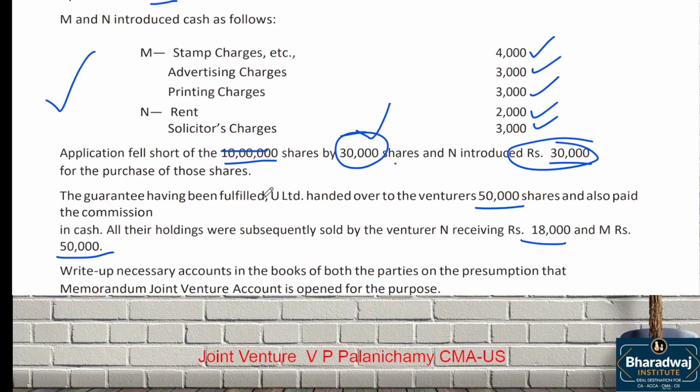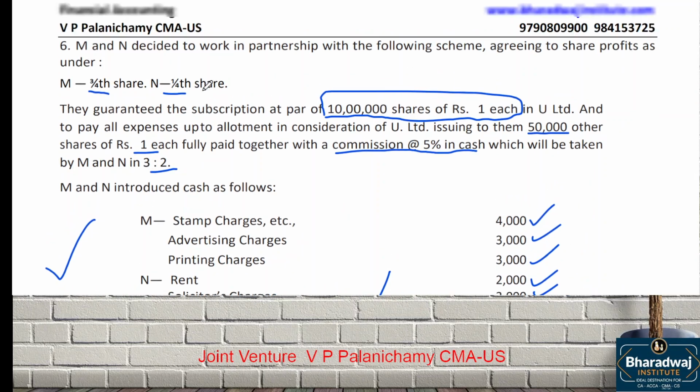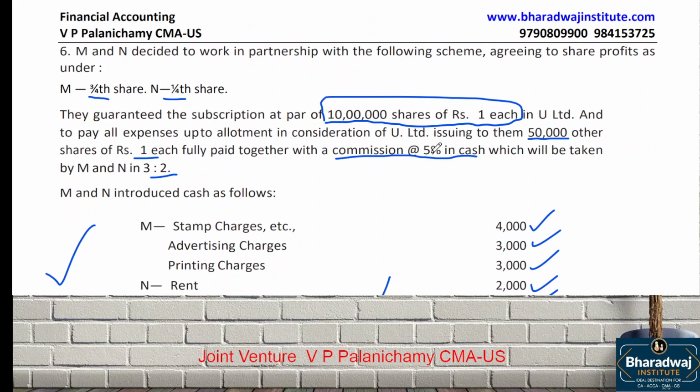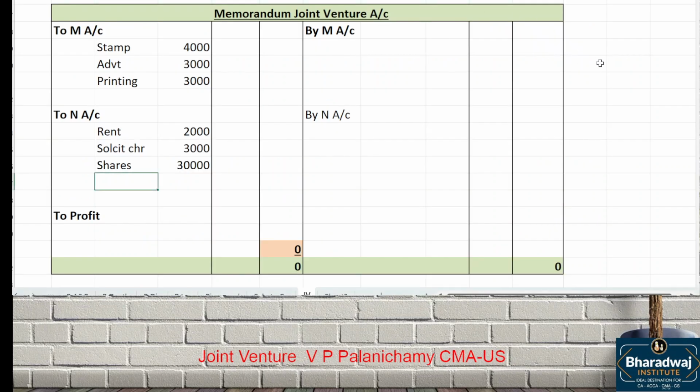The guarantee has been fulfilled. U Limited handed over to the venturers how many shares? 50,000 shares, and also paid what? Commission. Now what is a commission? 5% in cash. 10 lakhs into 5%. The commission is 10 lakhs into 5%, which is 50,000.